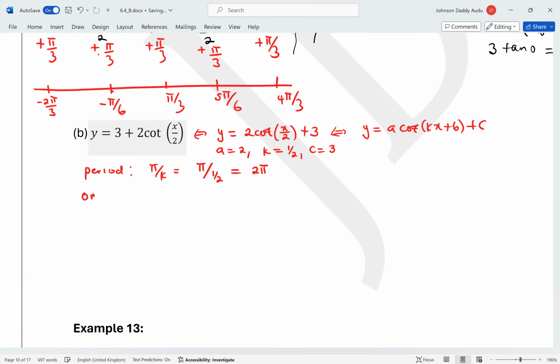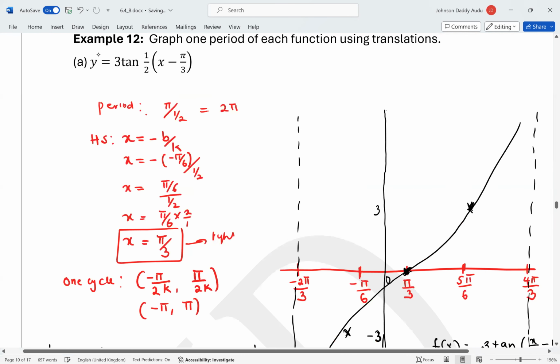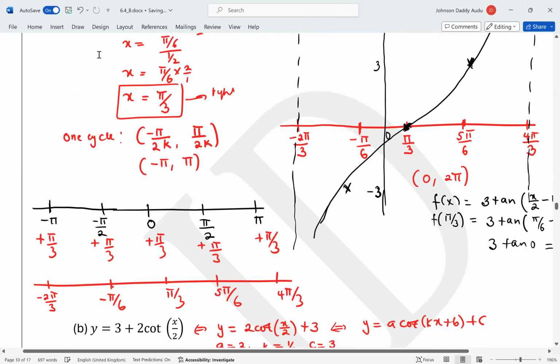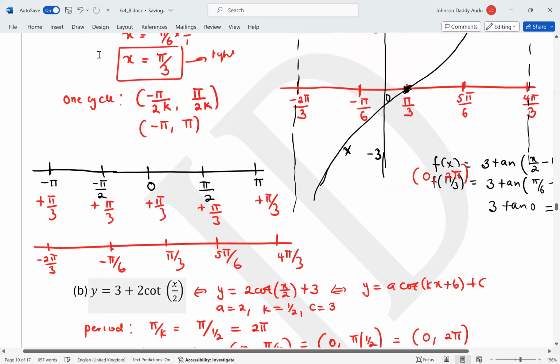But we know that one complete cycle is between 0 and pi over k. So this is 0 and pi over k, and k is half, so this is between 0 and 2 pi. Yes. Unlike the case earlier, where it was minus pi over 2k.